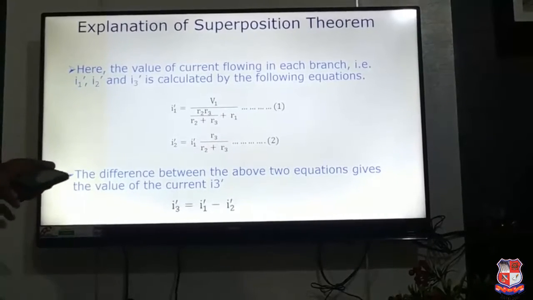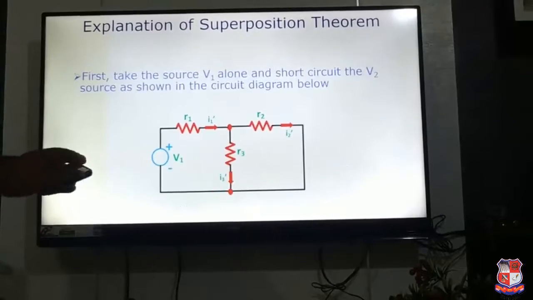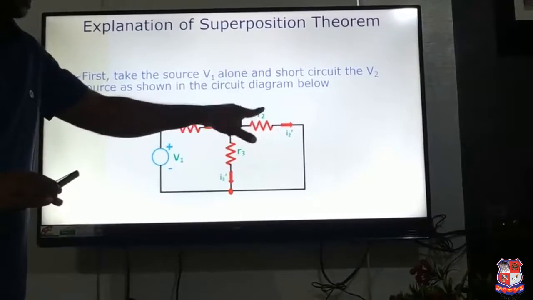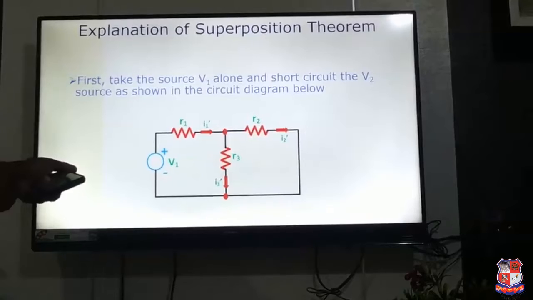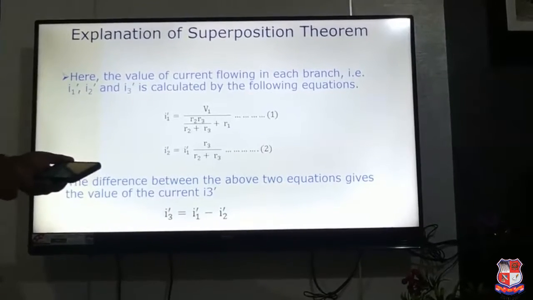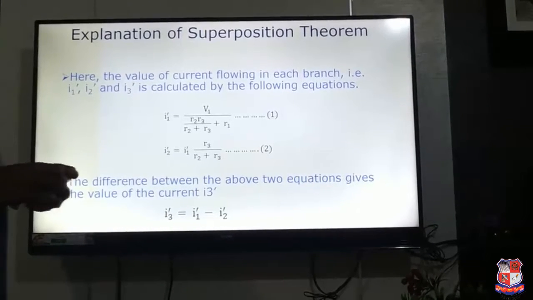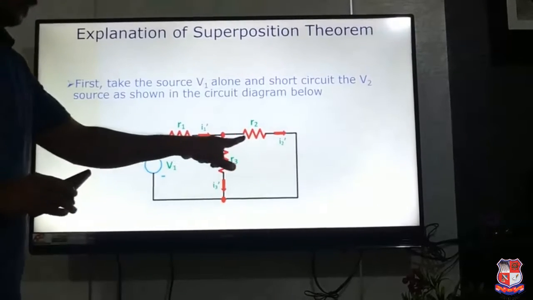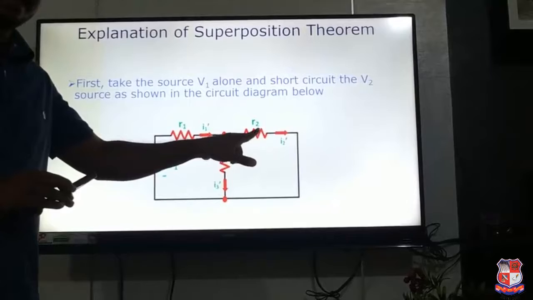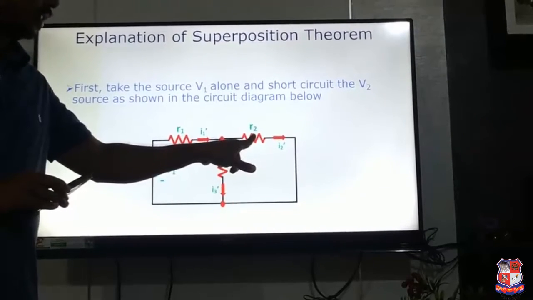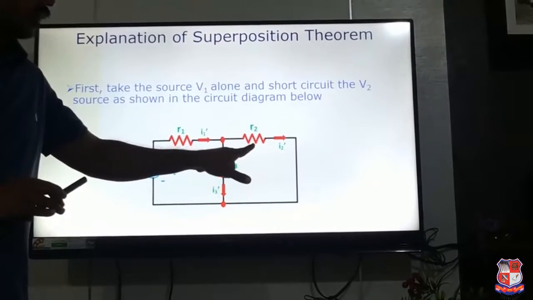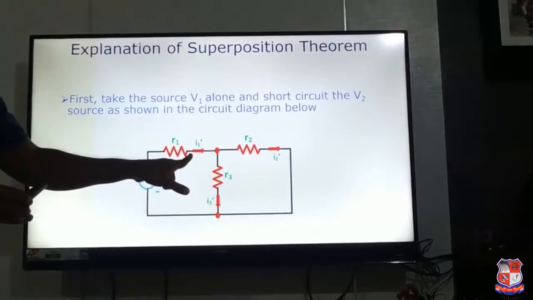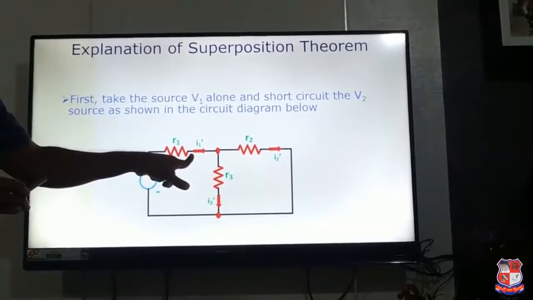So this is equation number 2. Now we want to calculate the I2 dash current, which is flowing through this R2 resistance. This I2 dash current is calculated by one basic formula: the current flowing through any branch, whether it is R1 resistance or this R2 resistance, is equal to the total current flowing through the circuit.